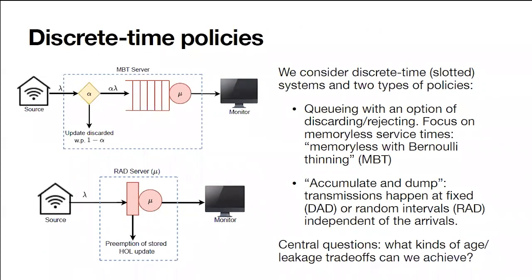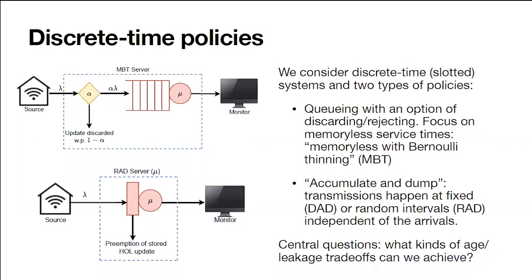what kind of leakage-age trade-offs you achieve by looking at these types of policies. So we looked at two types. One is queuing policies, where we look at a queue with an option to do some thinning of the input traffic. We call this memoryless with Bernoulli thinning.